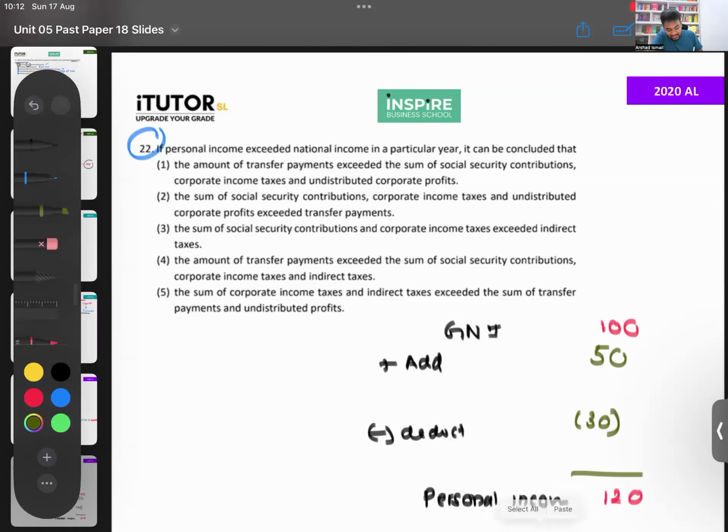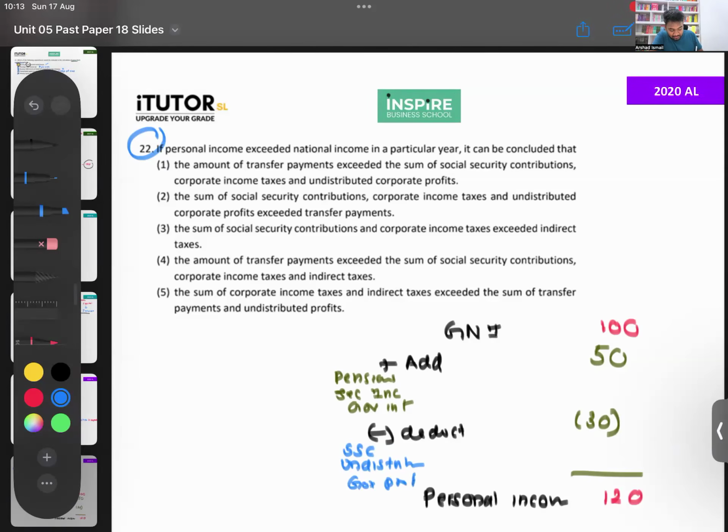You add things like, for example, these pensions, the transfers. You add things like what? Net secondary income, right? You add things like government interest payments. So whatever you would have added would have been more than whatever you would have deducted. What do you deduct? Social security contribution. You deduct undistributed profits, or we call it retained profits. You deduct things like government property income.